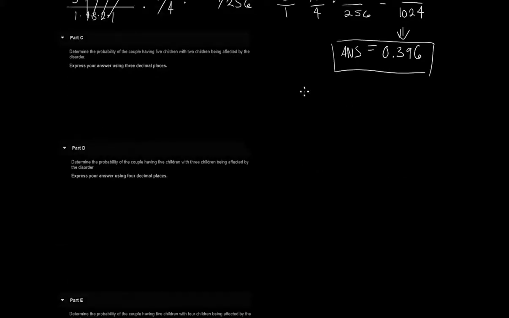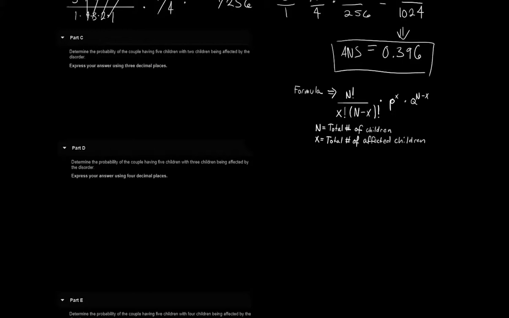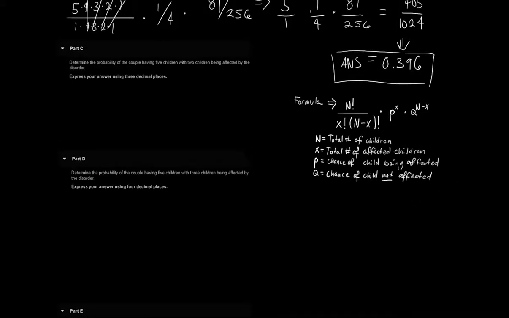Part C is asking us to determine the probability of the couple having 5 children with 2 children being affected by the disorder. Just like with part B above, there's going to be a certain number of ways that we can arrange the possibility of 2 children being affected by the disorder amongst the 5 children. So we're going to be using binomial probability once again. I'm going to paste that again. n is equal to the total amount of children. x is equal to the total amount of affected children. p is the chance of the child being affected. And q is the chance of the child not being affected.